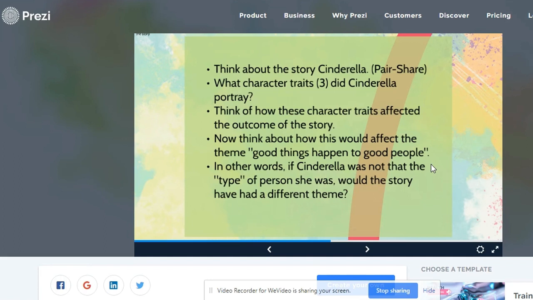She didn't solve the problem of not being able to go to the ball. She waited for a fairy godmother to come and make her beautiful and get her there, right? She didn't go back and tell the prince, "Hey, I'm the one who left the slipper. I'm the girl you danced with all night." No, she waited for him to search everywhere else in the kingdom and find her. She's a person who waits for good things to happen to her. Do you see? Okay. So if she changed and she stopped being a person who waited for good things to happen to her, that would change the theme of the story in a big way.